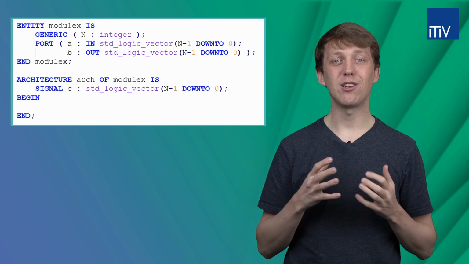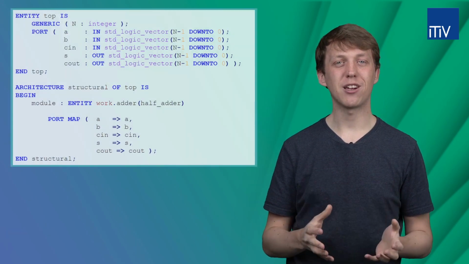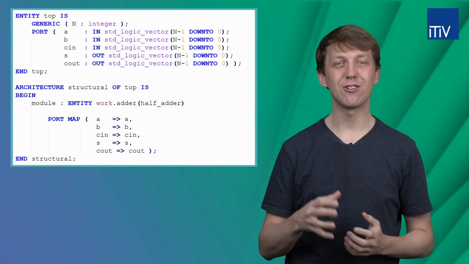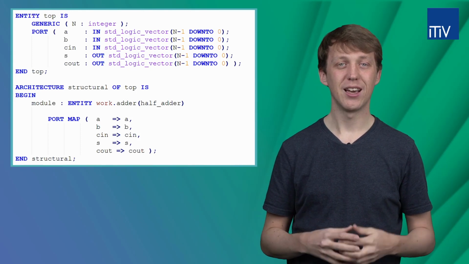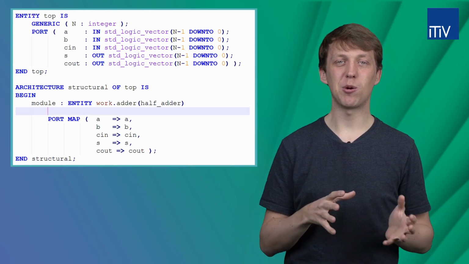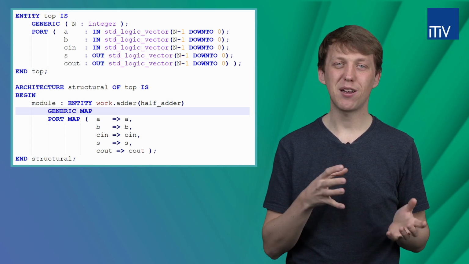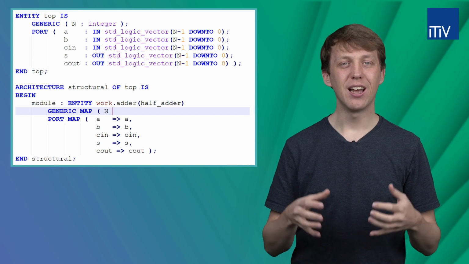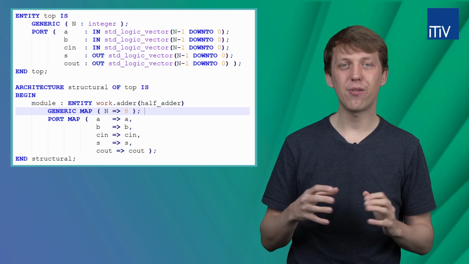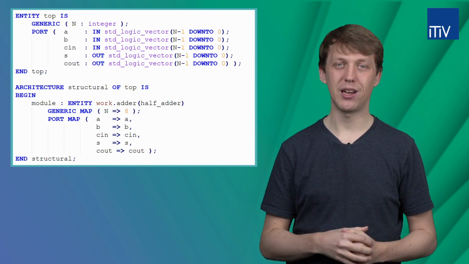Finally, we have to define the parameter value in our top module. So let's go back to our previous example using the adders. In case we added a generic to these modules, we now just have to add a generic map to the instantiation and define the value of the generic in a similar way as the ports.